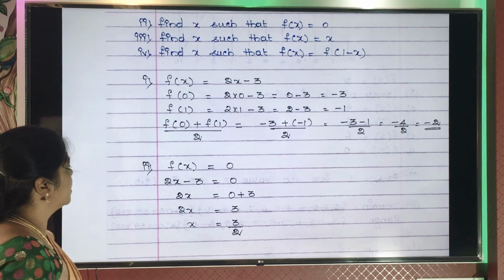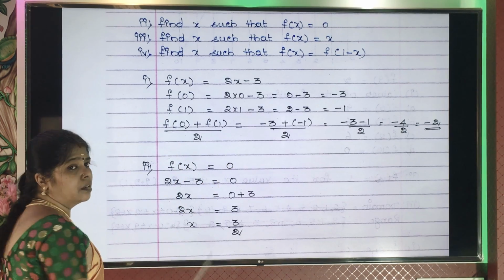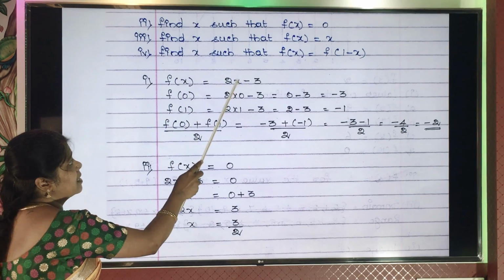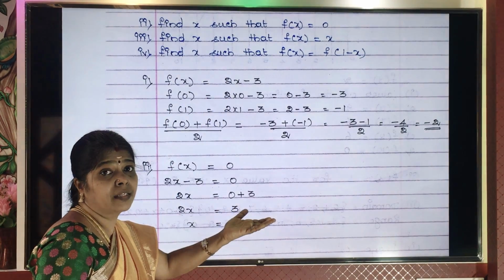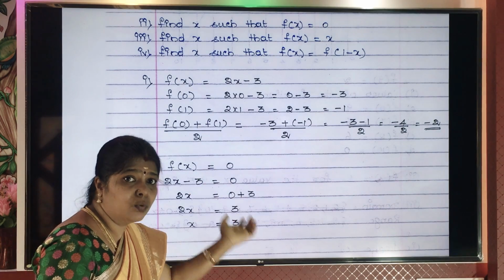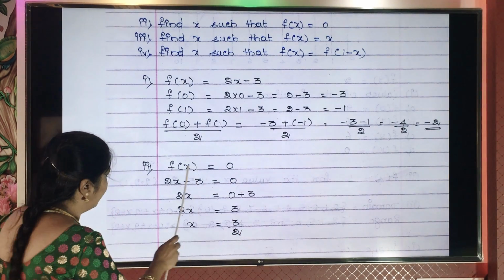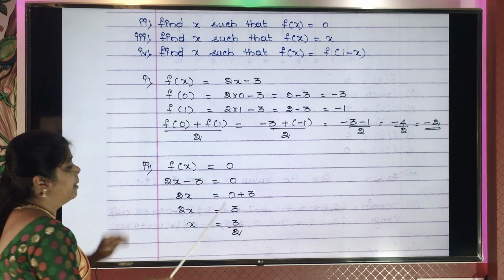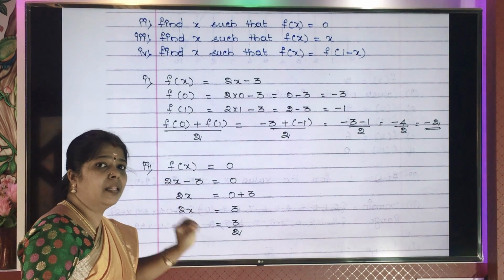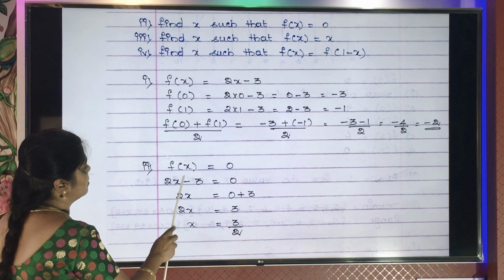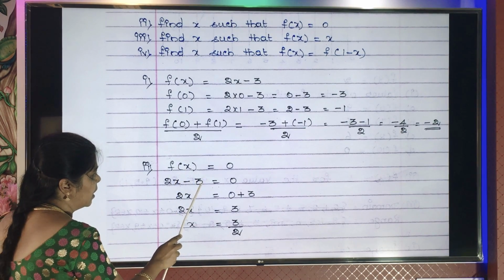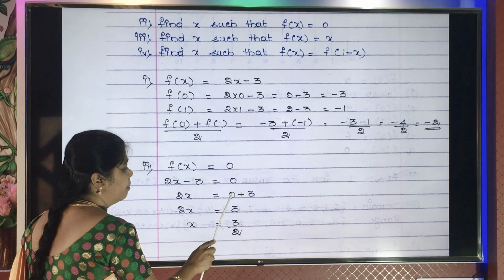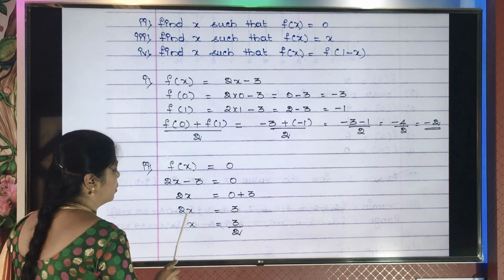Are you clear? They have told f of x equal to 0, isn't it? But by the question, we know the value of f of x: as per the rule given, it is 2x minus 3. So in the place of f of x, write 2x minus 3. So 2x minus 3 equal to 0. Minus 3, take it to the other side. It becomes 0 plus 3. So 2x equal to 3.